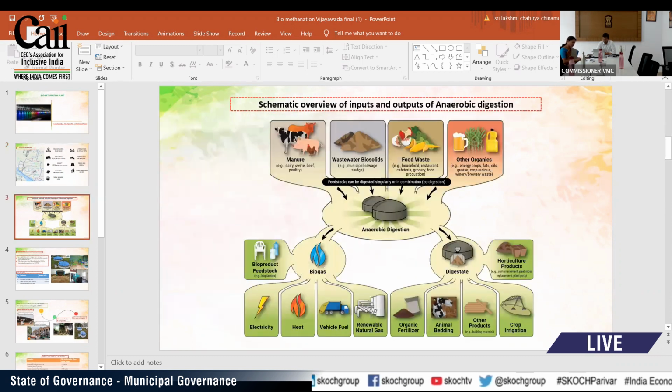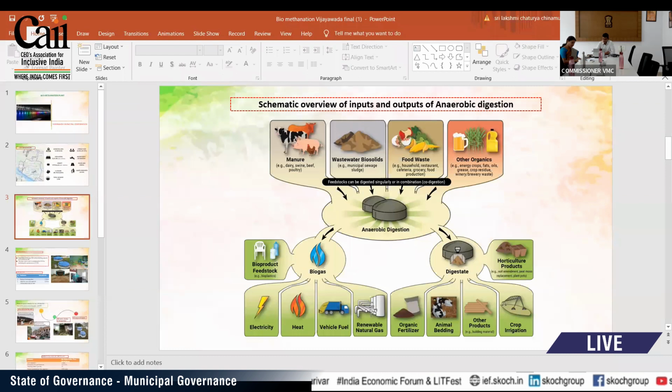So my presentation pertains to the biomethanization process. Biomethanization particularly means anaerobic decomposition of the wet waste, that is the organic waste. This slide basically gives you an overview of what may constitute the waste and what are the outputs which come out of the biomethanization plant. It can be the manure which comes out of the animal waste. It can be the wet waste in terms of the biosolids. It can be our food waste which is coming from our kitchens, or it can be any other organic waste which can come also from the agriculture fields.